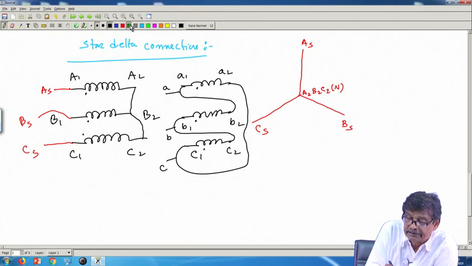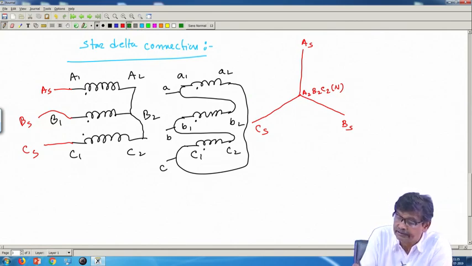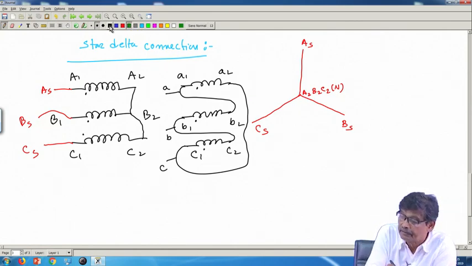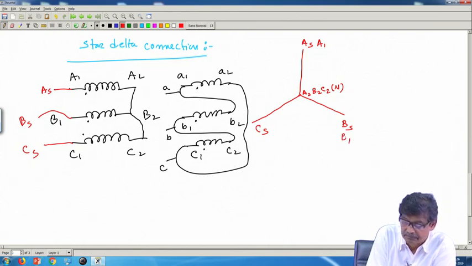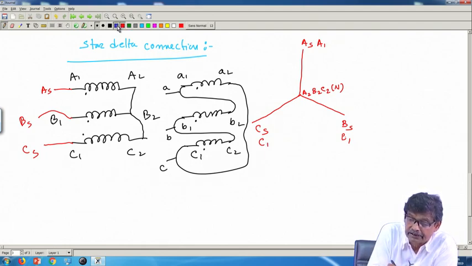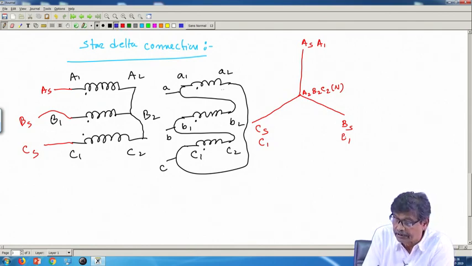Now, in this case, the secondary voltage I am now drawing. Mind you, this As is nothing but your A1, this is nothing but A1. Bs is nothing but B1 and Cs is nothing but C1. Now, I will sketch the secondary voltage. Now, you see there is the voltage A1 A2, which will be parallel to A1 A2.